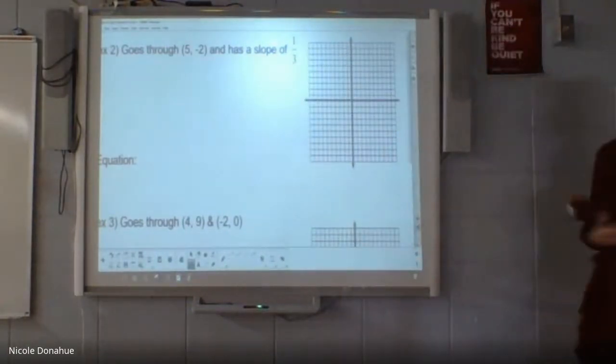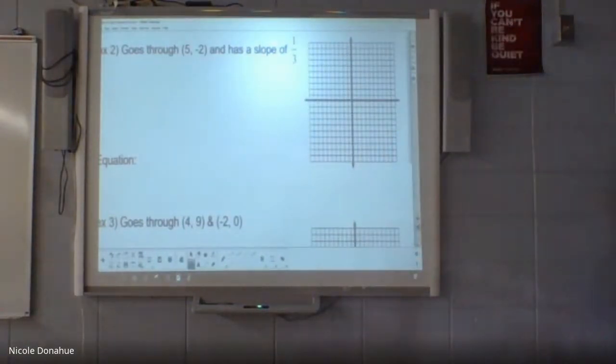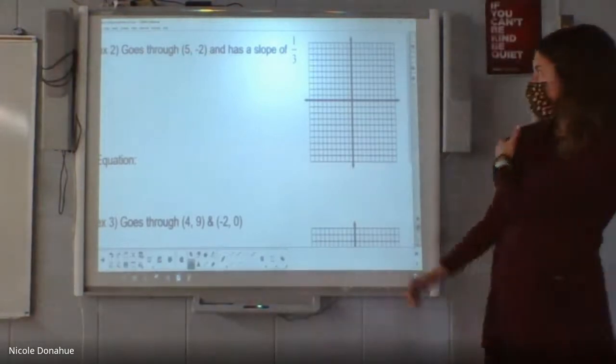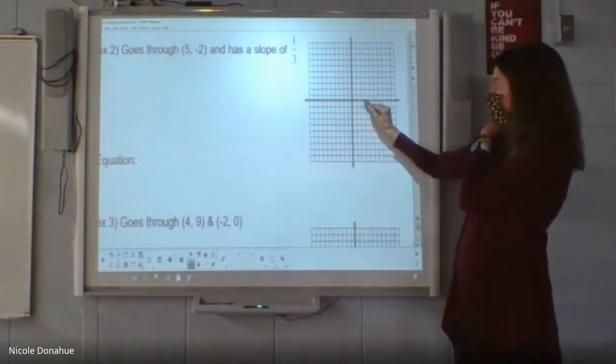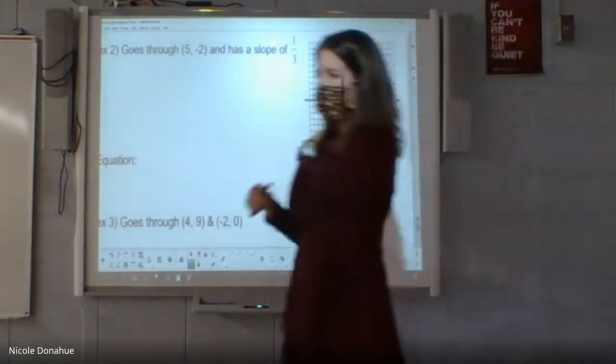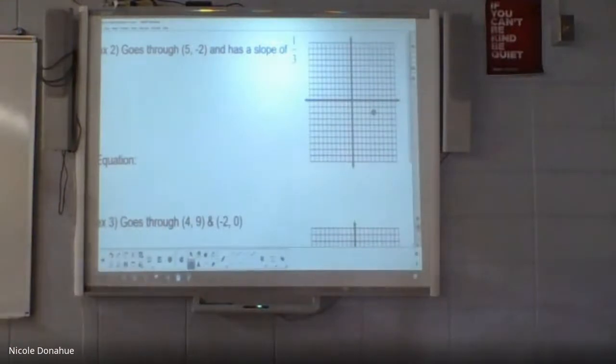All right, so this one goes through (5, -2), and it's a slope of 1/3. I'm going to tell you guys right now, this is not the most ideal of problems. It's going to be a little bit of a pain because we're going to find out that we're going to have a decimal or a fraction in this case, other than just the slope. So I know it goes through (5, -2), so I'm going to put a dot there. So again, this is similar to what we did last class, where they gave us a point, and we use that.